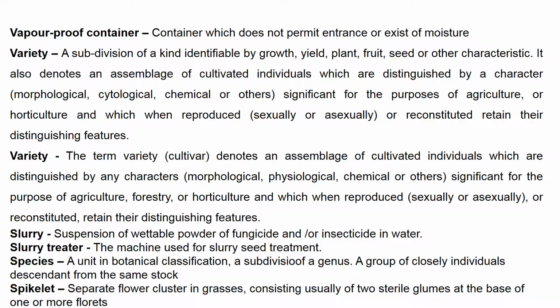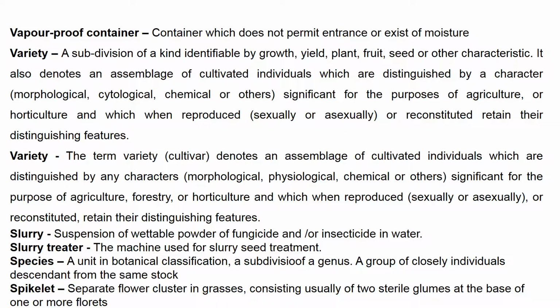The term variety denotes an assemblage of cultivated individuals which are distinguished by any character that may be morphological, physiological, chemical or others, significant for the purpose of agriculture, forestry or horticulture, and which when reproduced or reconstituted retain their distinguishing features.